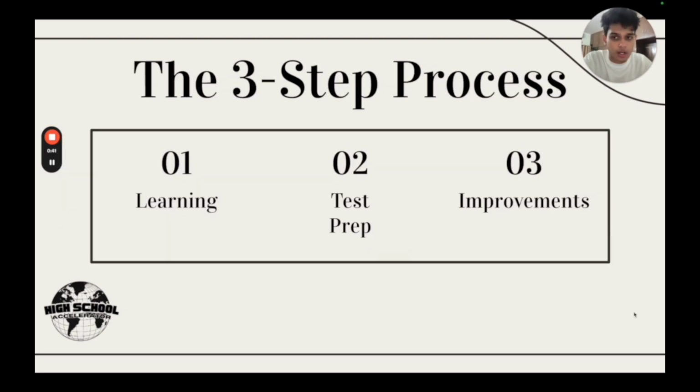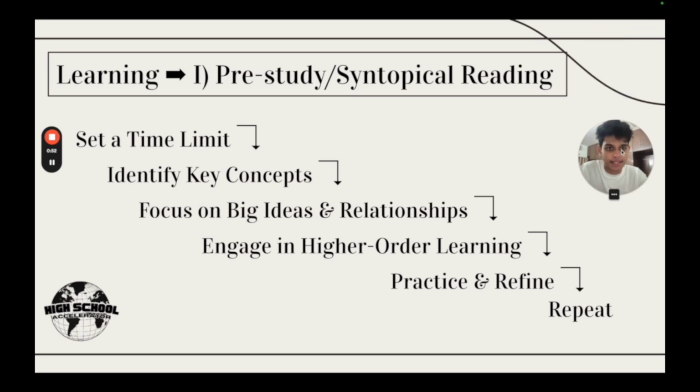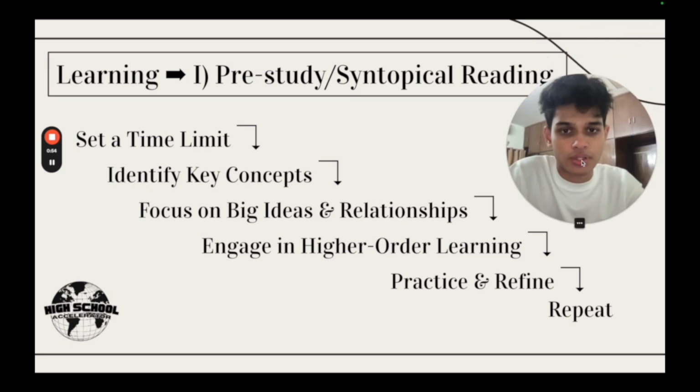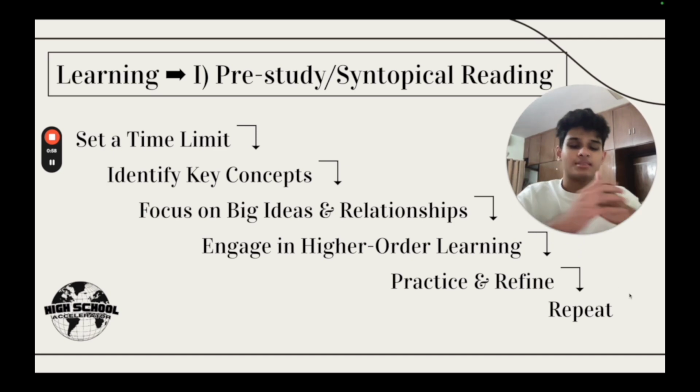The 3-step process is: step 1, how to learn; step 2, test prep; step 3, improvements. Okay, to learn, we're going to go on to pre-studying / syntopical reading. It's more so pre-studying. So this is exactly how you do it.